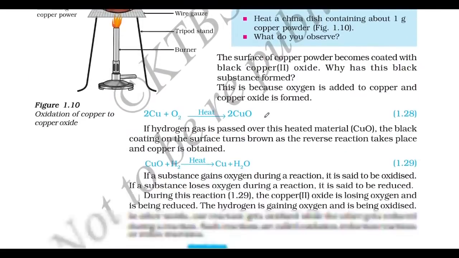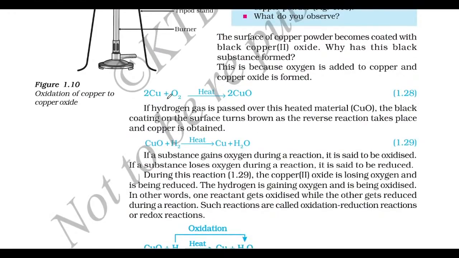Now we'll be checking the next very important concept, oxidation and reduction. Definitely a 1 mark or 2 mark question. Here in this reaction, you can see oxygen has been added to what? Copper. That means the reaction will be what? Oxidation. If a substance gains oxygen, it is called oxidized. If a substance loses oxygen during a reaction, it is called reduction.